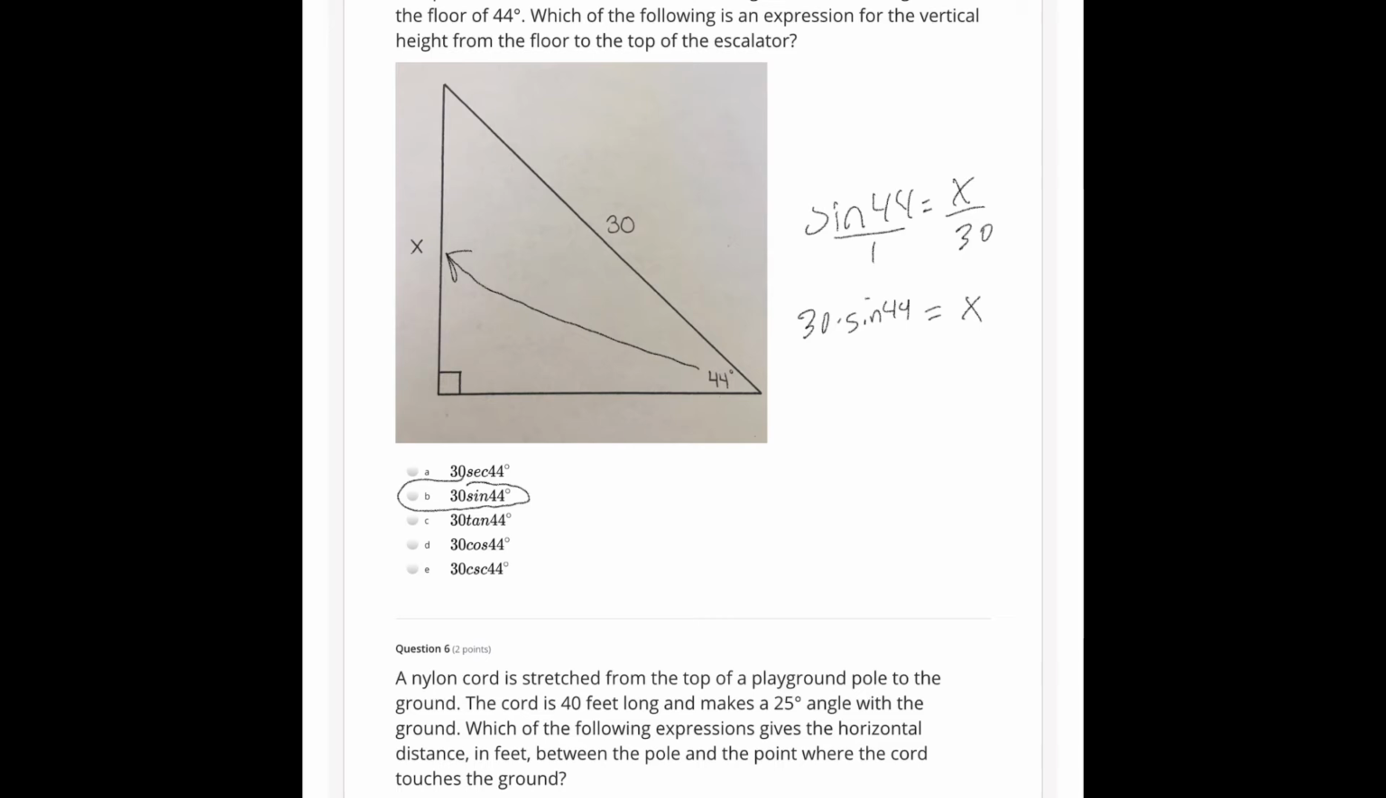Okay, number 6 on the bottom. A 40-foot long cord makes a 25-degree angle with the ground. The cord is stretched from the top of the pole to the ground, that's our 40-foot cord. Here's our pole. It makes a 25-degree angle with the ground. And it wants us to find the horizontal distance. Horizontal's straight across between the pole and the point where the cord touches the ground. So this side here.